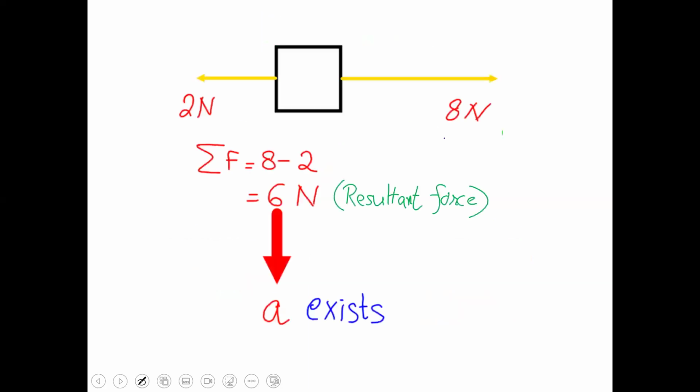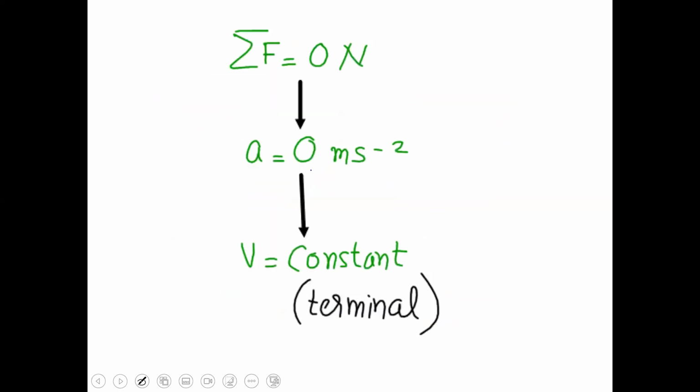And look at the example, how we find the resultant force. One side it is 8 Newton, one side it is 2 Newton. So you subtract, you get 6 Newton as the resultant force.